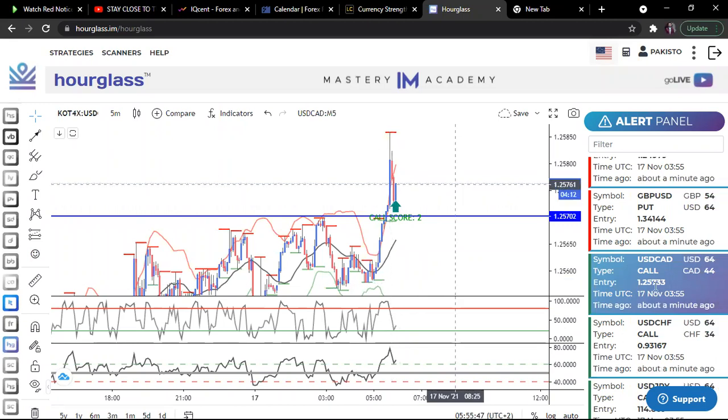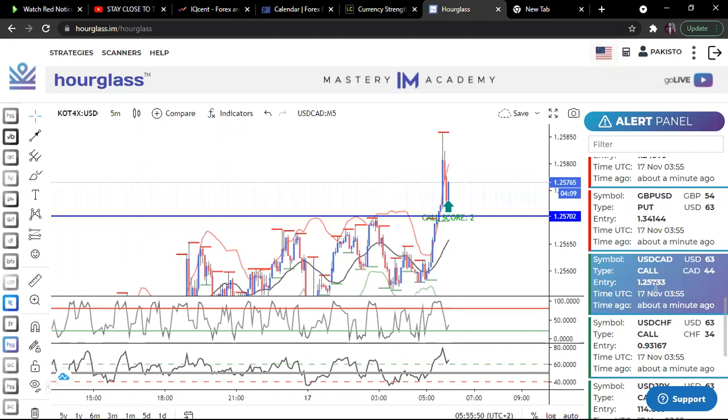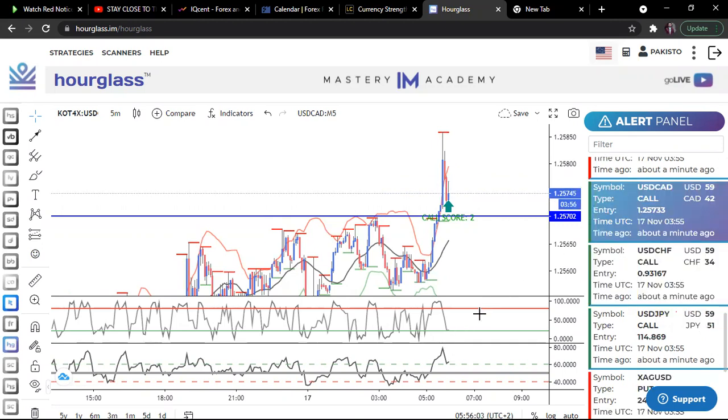Just to check in the chat box, who took this trade, ladies and gentlemen? I know I didn't call this trade out, but it was ready. Stochastic was ready, RSI was ready, and this market is heavily pushing to the upside. This is heavy bullish momentum. So who took this trade? All right, who took this trade?